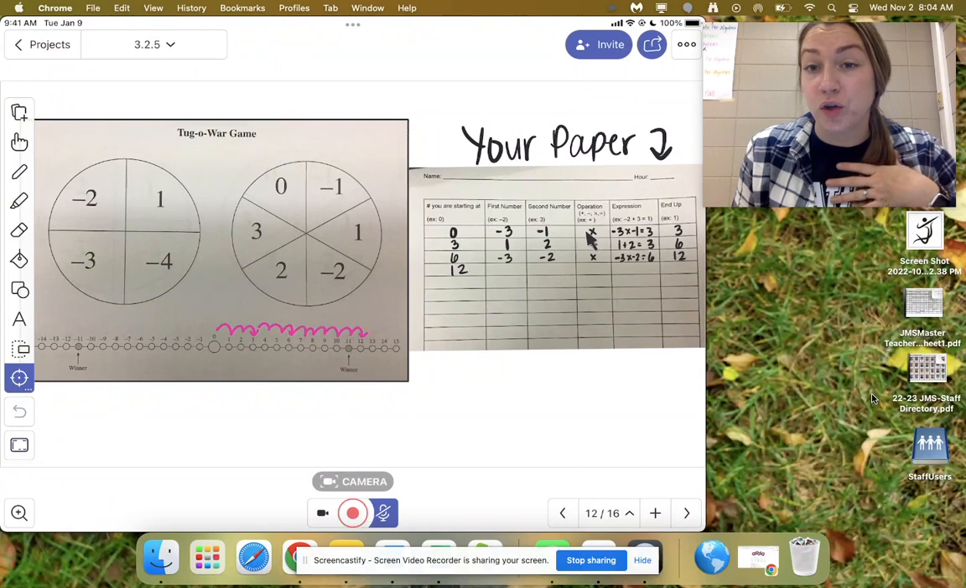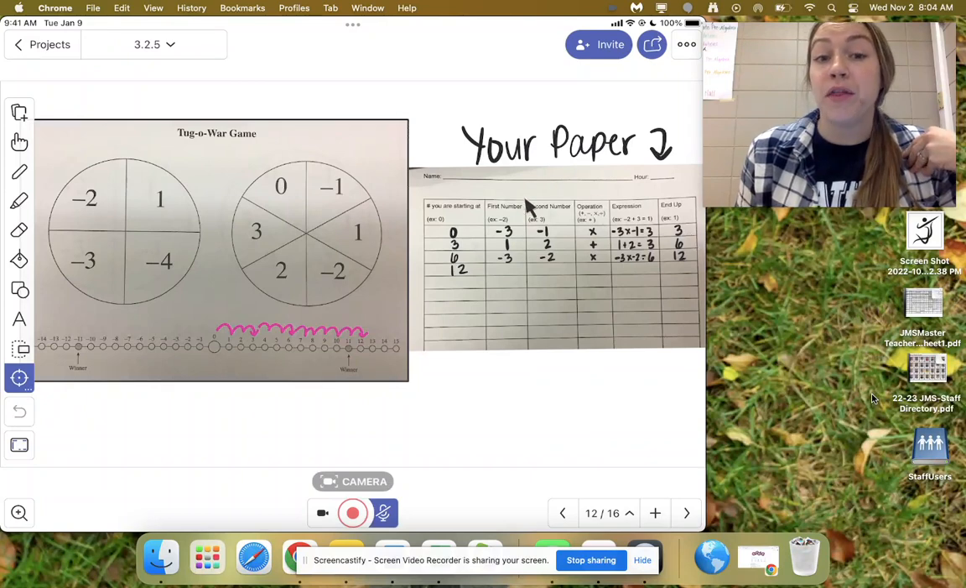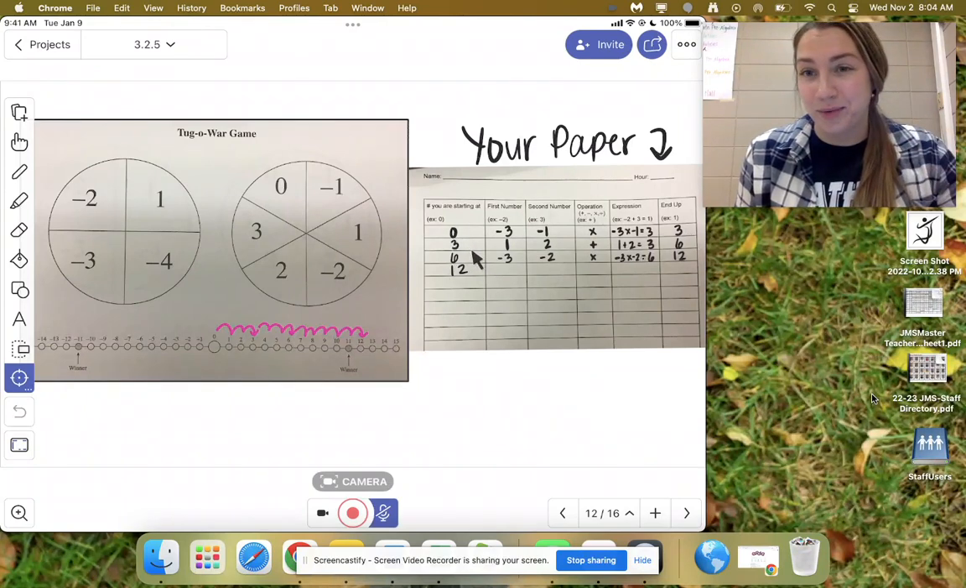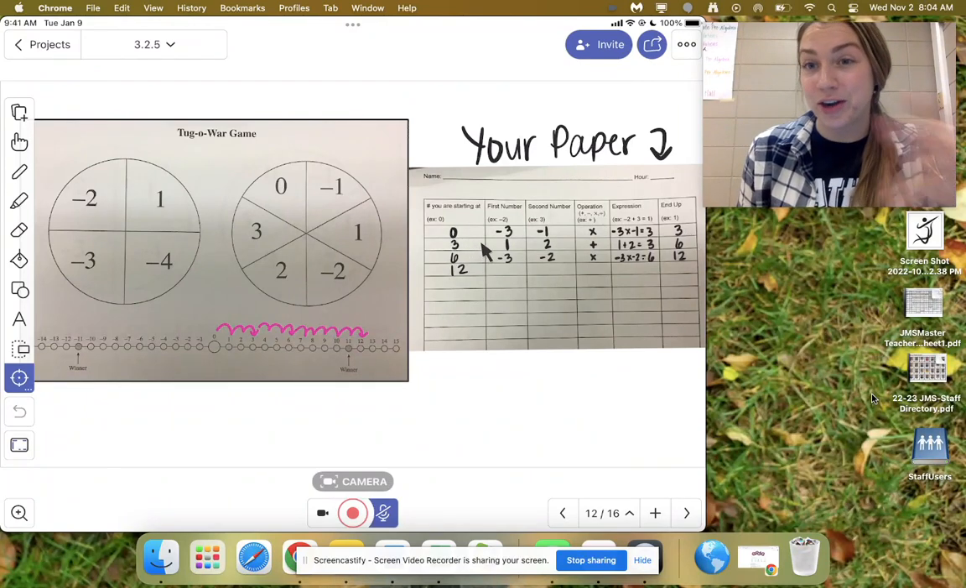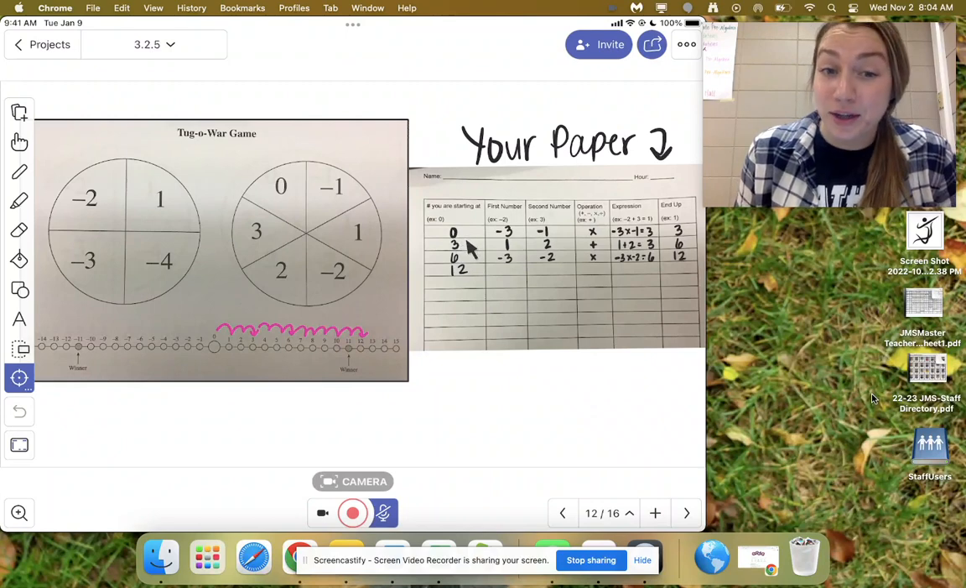I'm going to decide to multiply them. So -1 times -3 is 3. So I end up at 3. Now it's my partner's turn. So they are going to write 3 on their paper. You wouldn't write 3 on your paper because that's not where you're starting, because you're alternating moves. So anyways, your partner's going to start at 3.